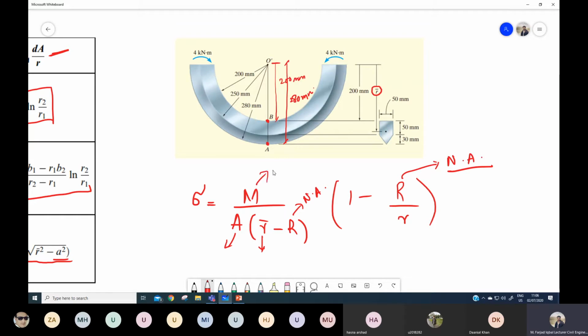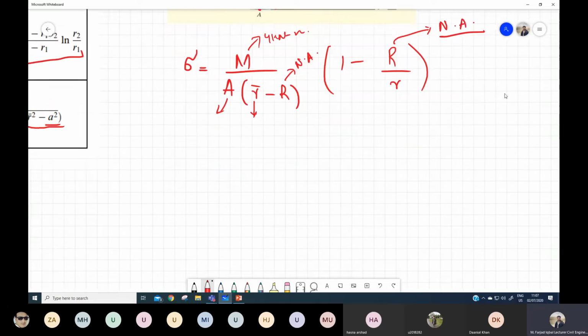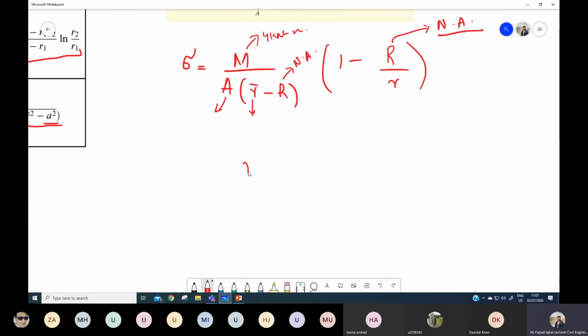We have been provided with this moment that is 4 kilonewton meter. So first let's see how we can calculate this R bar. Can anyone tell me the relationship for the calculation of the centroidal distance of any cross section? So integral of r dA divided by integral of dA.